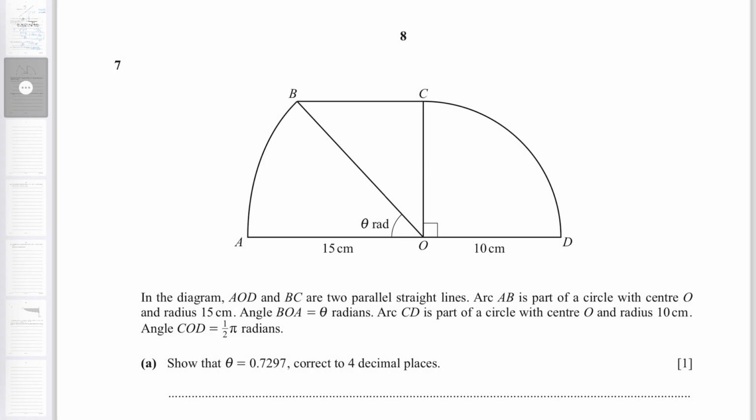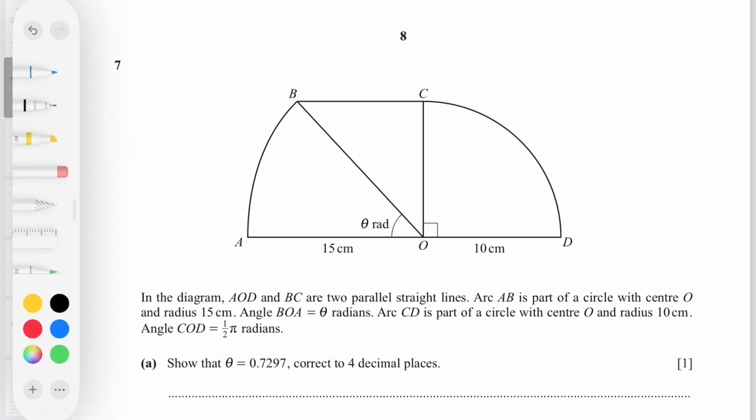So in today's video, in the previous video, we discussed question 1 till question 6 of May-June 2024 paper 11, and now we are going to continue with that paper. In the diagram, AOD and BC are two parallel straight lines.